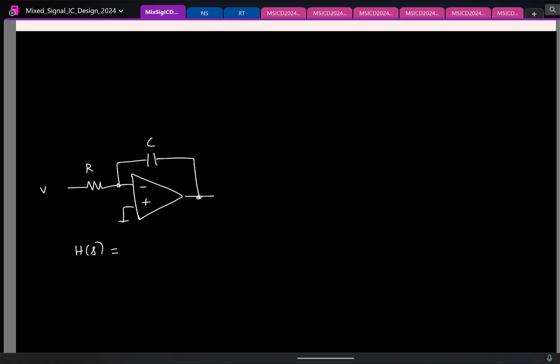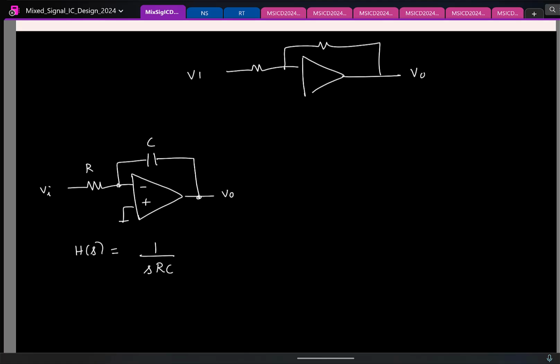I mean 1 upon S or C, or something is missing. Partially correct. Come on guys, if I have something like this, V1, what is VO here? It's R1, R2. Minus R2 by R1. So what should be this here? Minus 1 by SR, right?